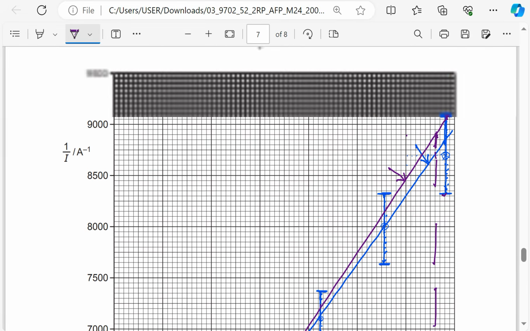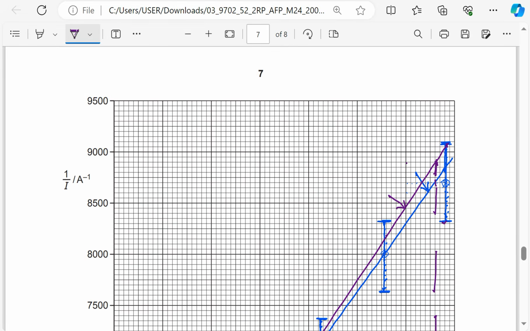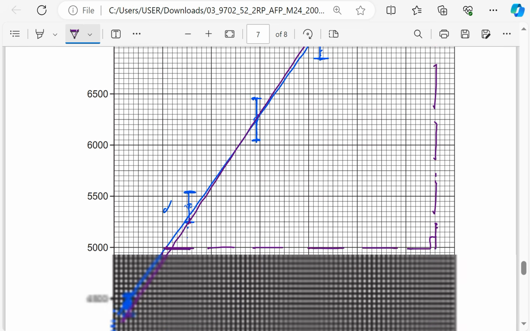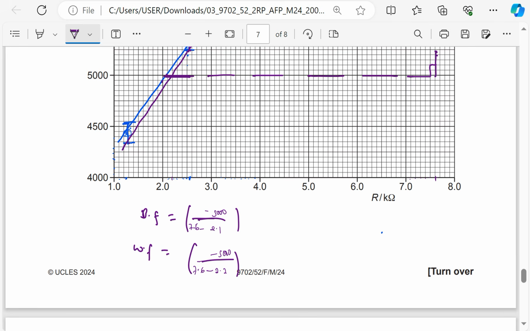So I'll read the y values here. For best fit, it is 1, 2, 3, 4. 4 times 50, that is 200. So that is 8,900 for best fit. It's 8,900.